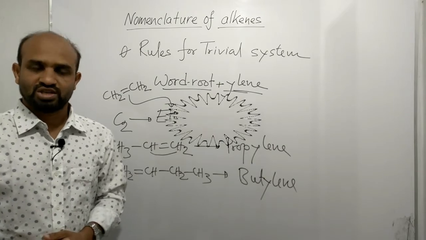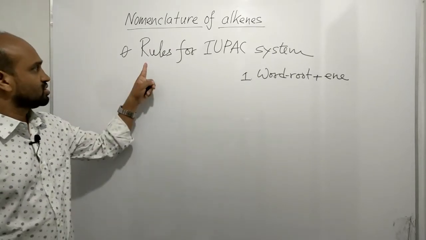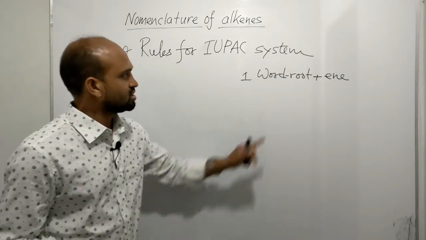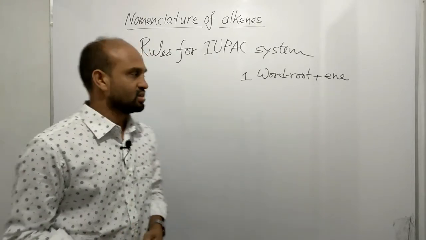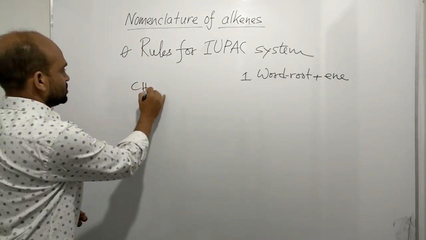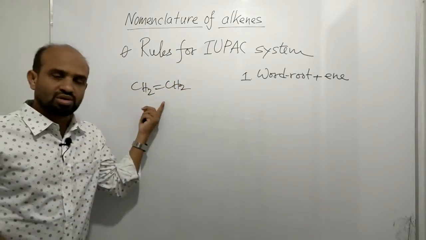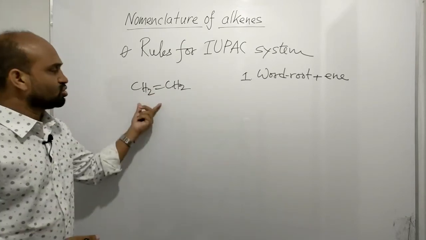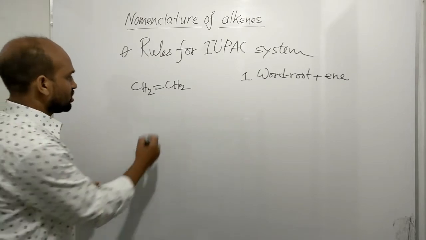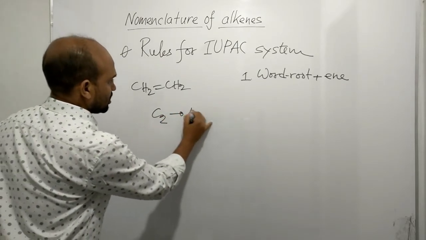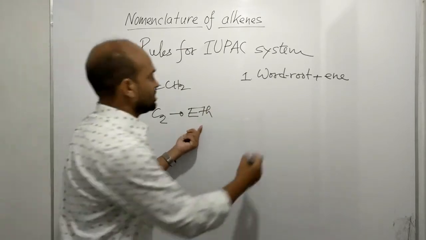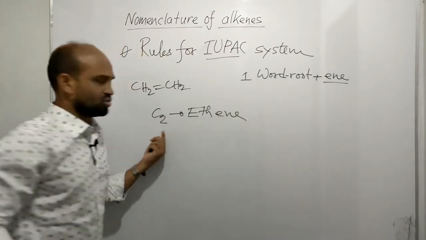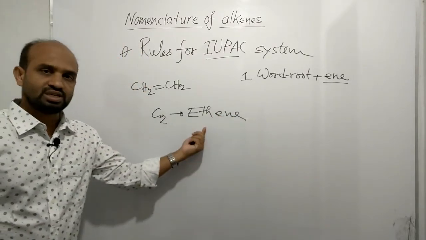Let's move on to the next point. The point is now rules for the IUPAC system. There are some rules. First rule is word root plus ene. Let's see a compound. Suppose this one, that is, we already learnt it, ethylene, but according to IUPAC system, what will be its name? Let's see. Word root is C2. Here is word root eth. And in case of IUPAC system, what is the suffix? Ene. So its name will be ethene.